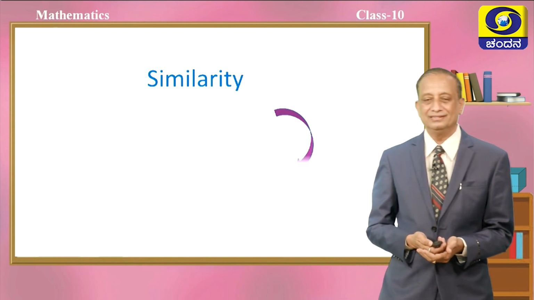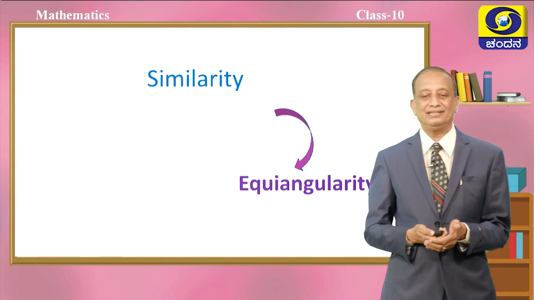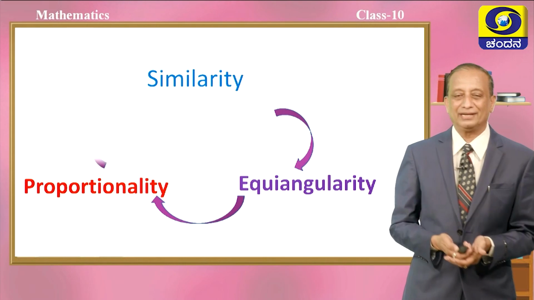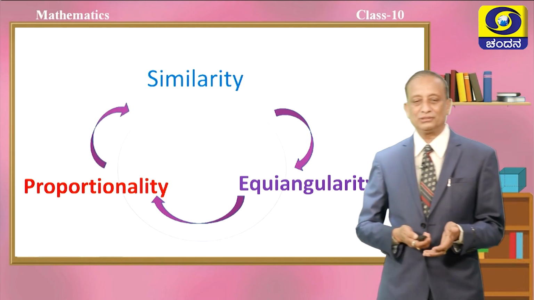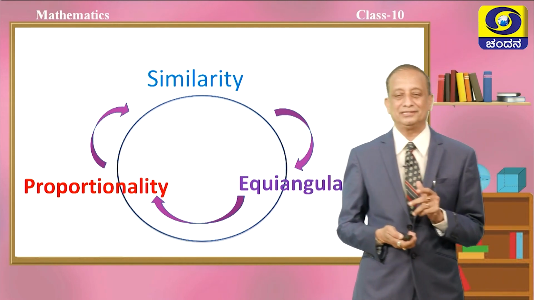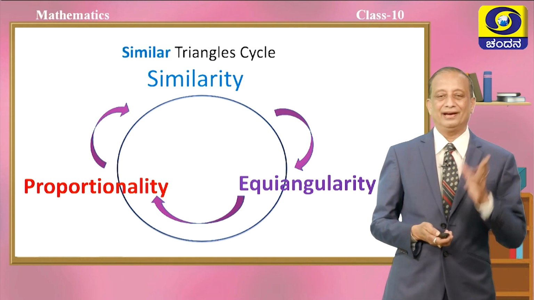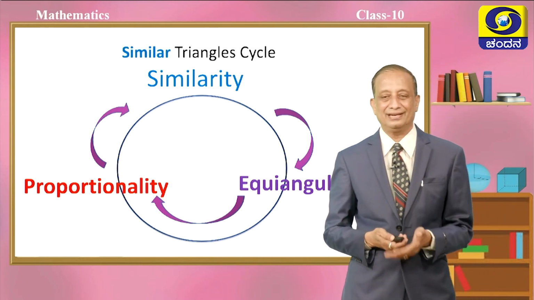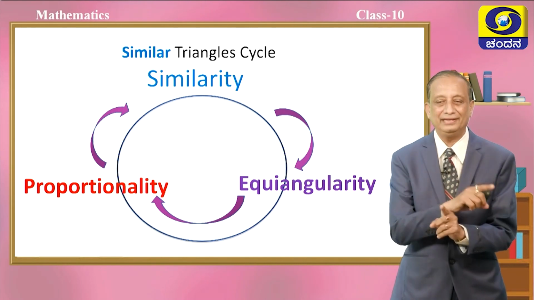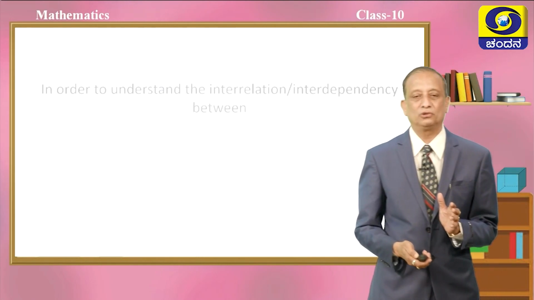Similarity of triangles leads to equiangularity, and equiangularity leads to proportionality, and we have understood that there is some kind of interdependency, interrelationship between equiangularity and proportionality. In fact, we call this the similar triangle cycle. Today, we are going to explore what kind of interdependency is there between equiangularity and proportionality.